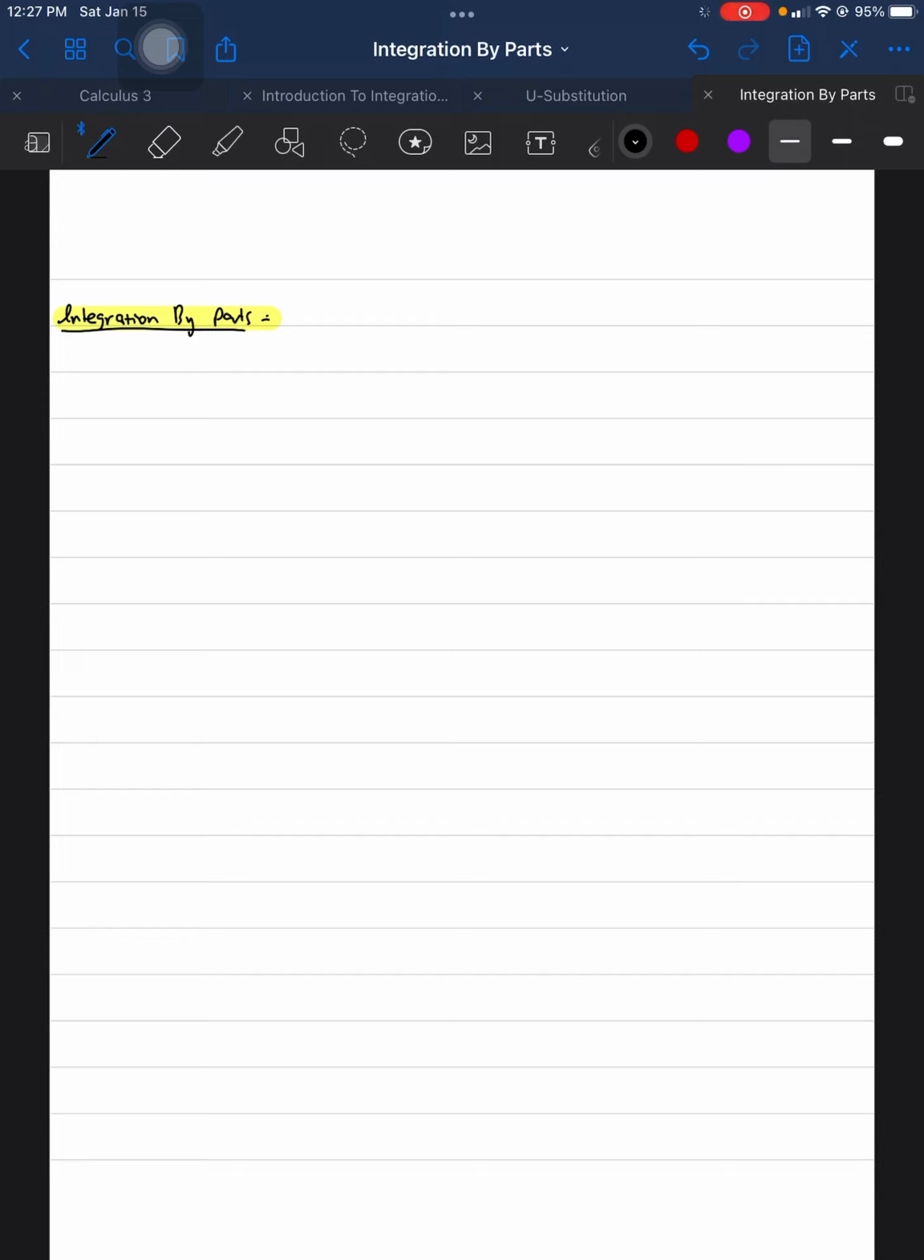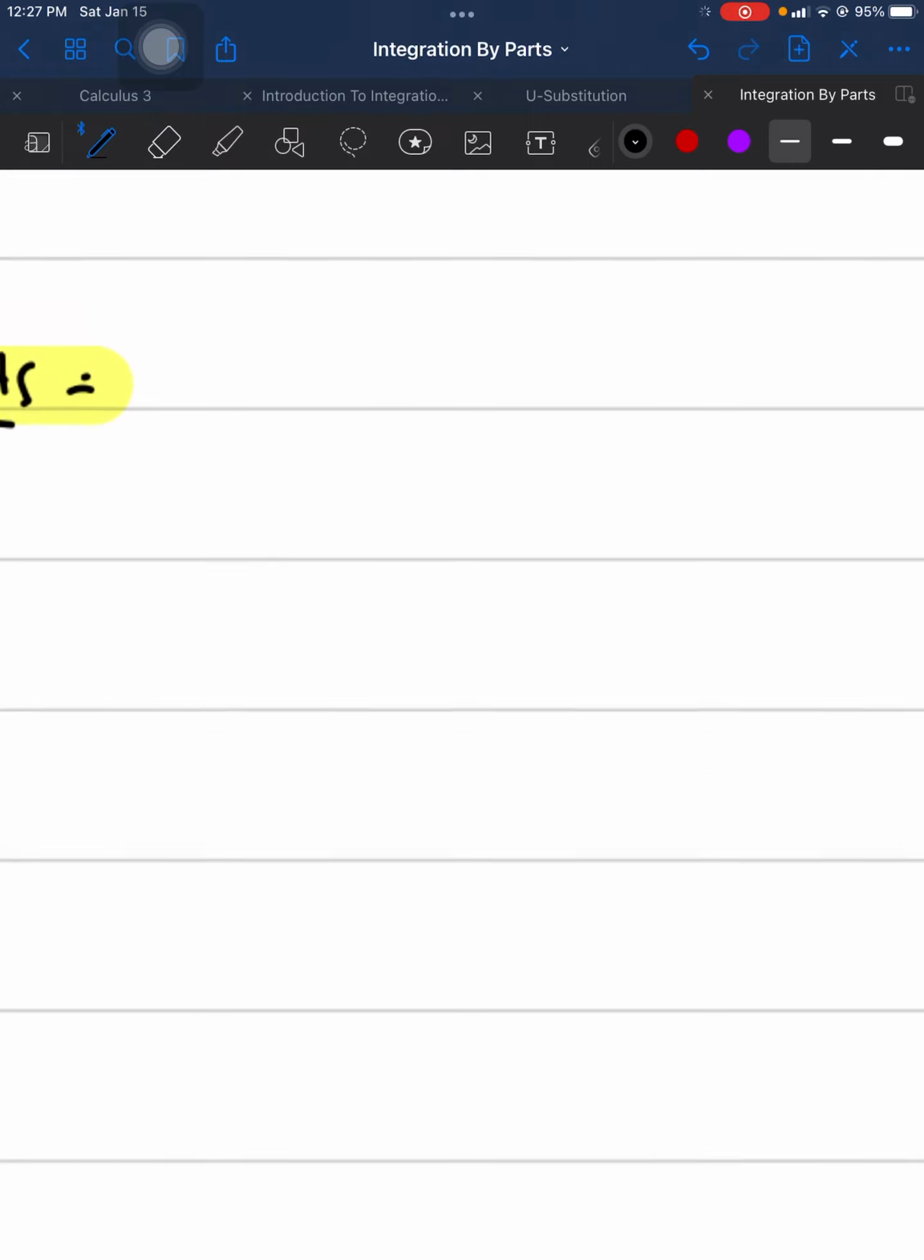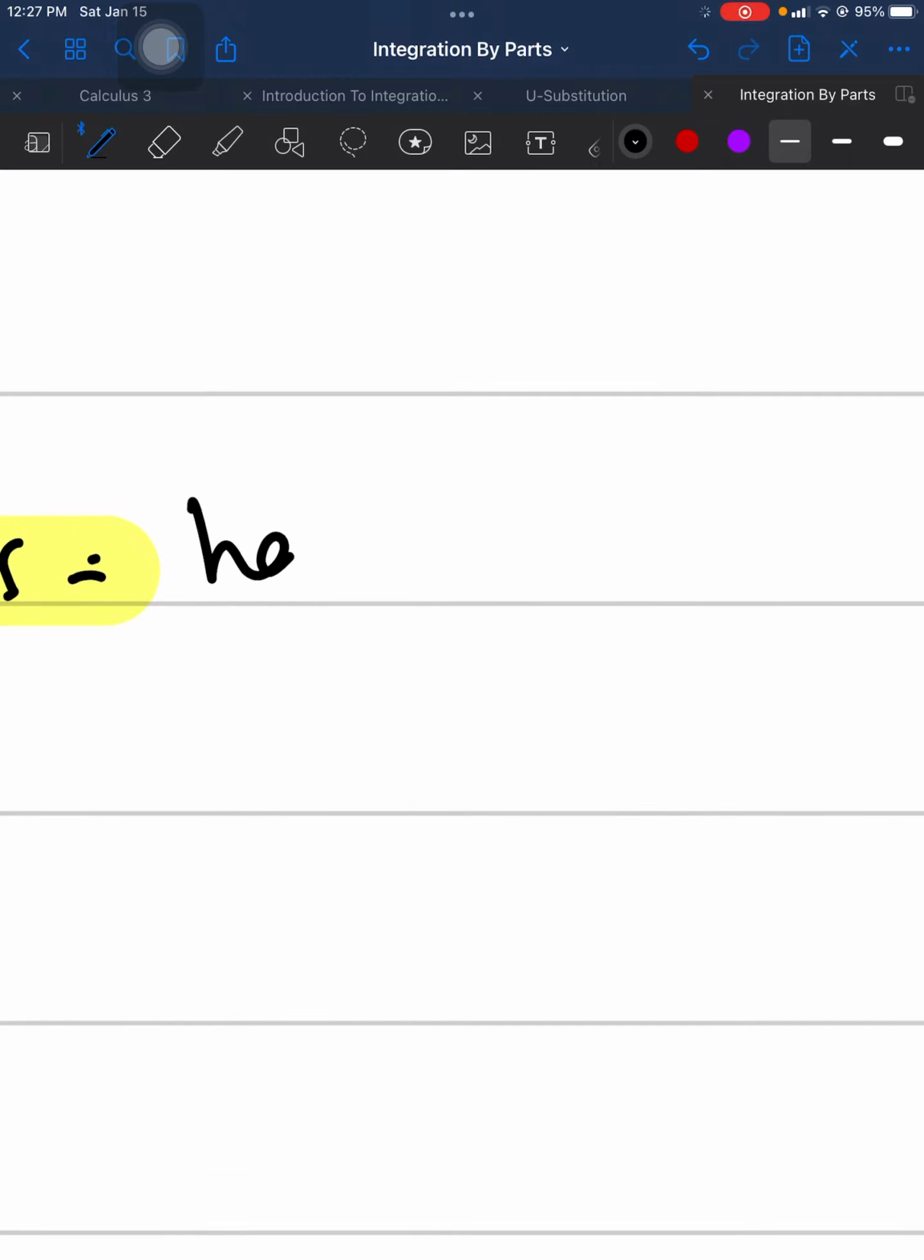So in this video, we're going to be going over another integration method, which is called integration by parts. Integration by parts allows us to basically integrate products. If there are two different functions being multiplied, and we want to take the integral of that, integration by parts actually allows us to do that. So we can just write: it helps integrate products of different functions.